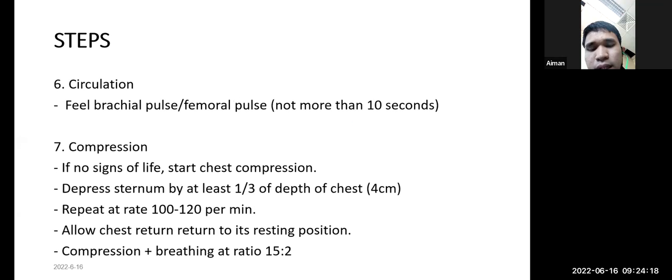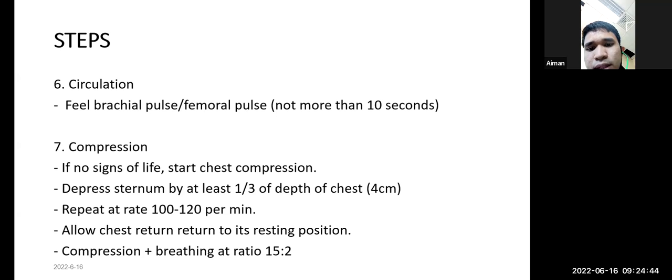The sixth is circulation, in which we need to check for signs of life. We can feel either the brachial pulse or the femoral pulse. Usually, we feel for the brachial pulse, and this step should not take more than 10 seconds. If there are no signs of life, we have to immediately start chest compression.